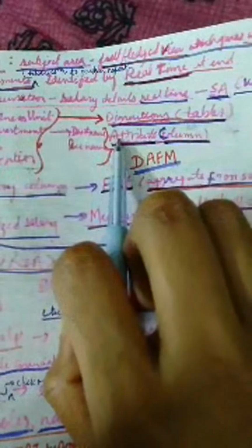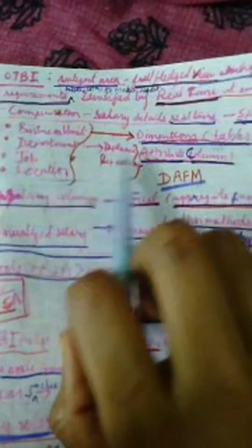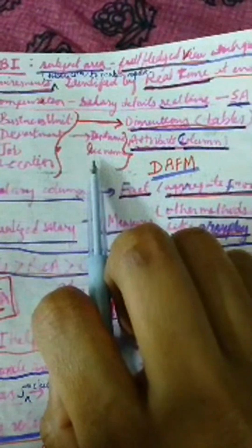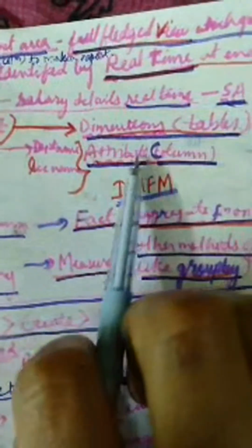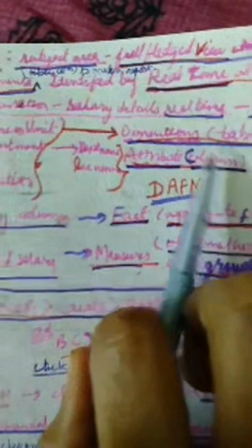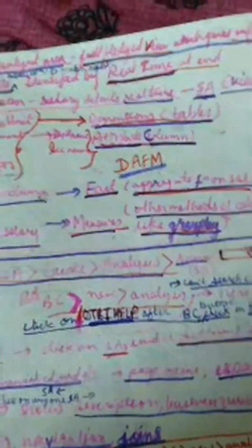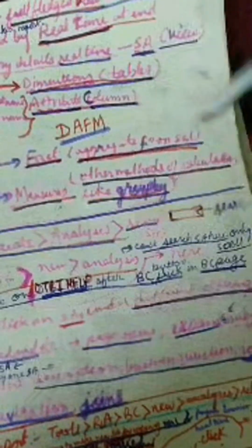Now we have something called an attribute. Like in department we have department name and location name. This is nothing but a column. Apart from this, there are two things, facts and measures. Facts are nothing but when an aggregate function is on any column. So this is a fact.